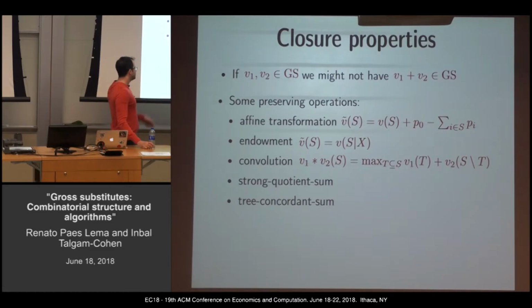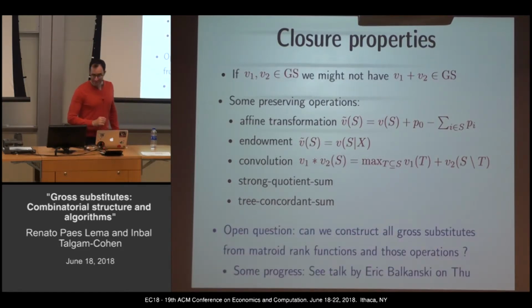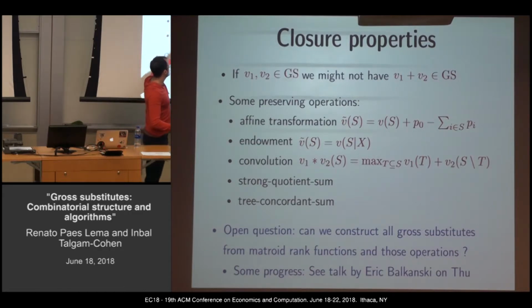And finally, there are other properties that preserve substitutability. There are things called strong quotient sum and true concordant sum. I won't define them, but I'll end with an open question. One open question is how do you construct gross substitutes from matrix rank functions? Let's say you start with all matrix rank functions, and you're allowed to apply any of those operations. You're allowed to stitch together matrix rank functions by doing affine transformations, endowments, convolutions, true concordant sums, strong quotient sums, and other operations.